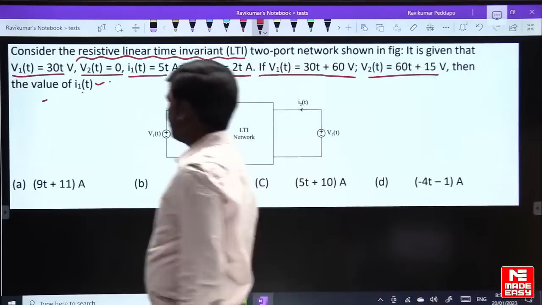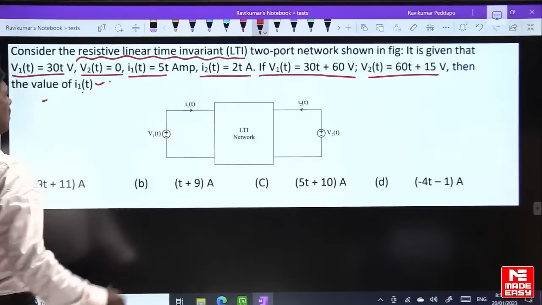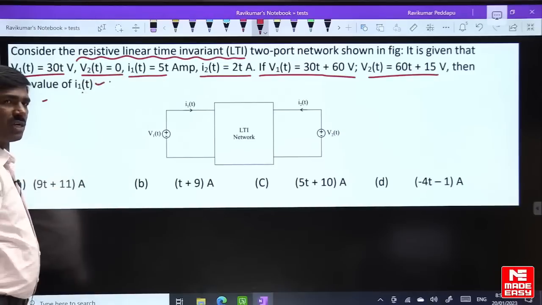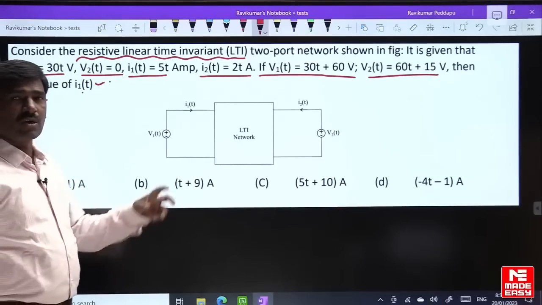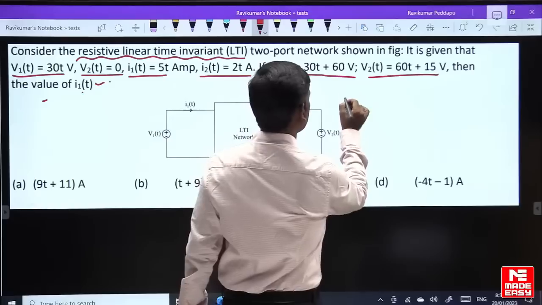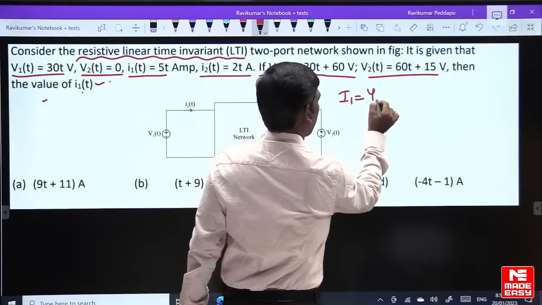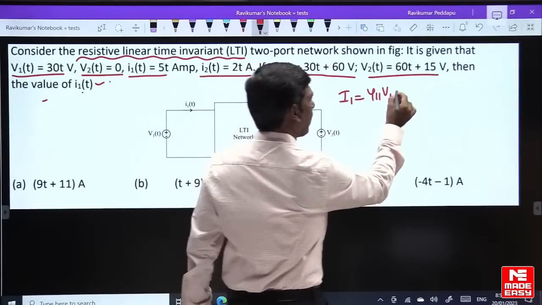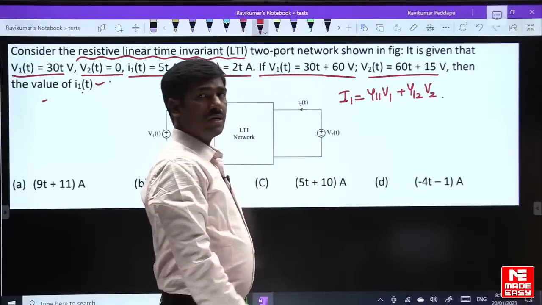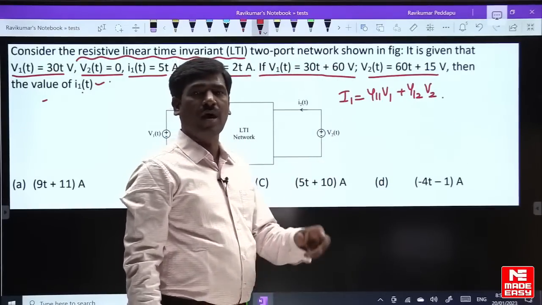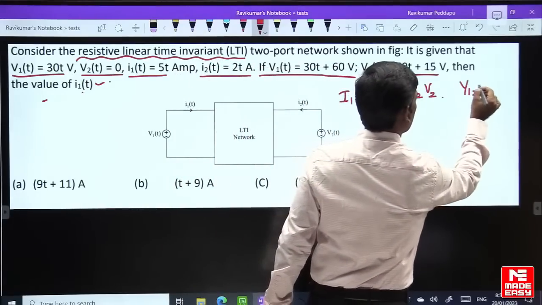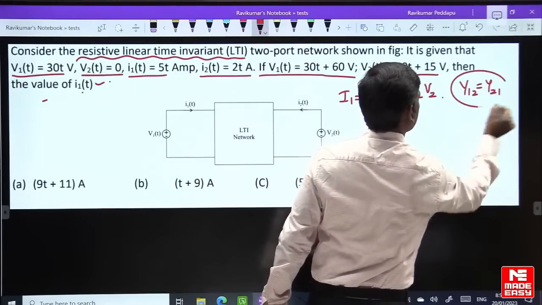What information is given? V1, V2. V2 is equal to 0 means port 2 is short circuited. So short circuit parameters, the y parameters, we can find out. You can write I1 is equal to y11 V1 plus y12 V2. A resistive network means it is always a reciprocal network. So y12 is also equal to y21.